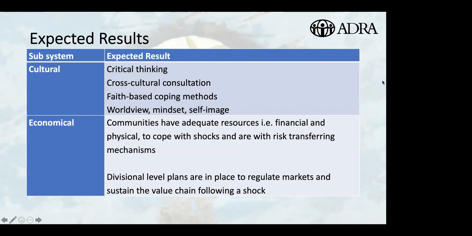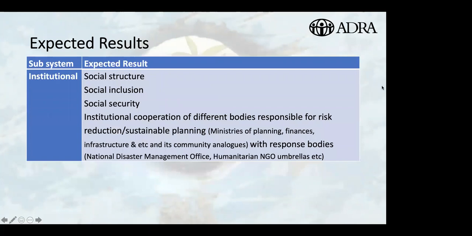And the last one is the institutional subsystem. And here I just want to highlight that the institutional cooperation of the different bodies responsible for risk reduction and sustainable planning is important to be with those response bodies. So we're talking about the various government ministries, disaster management offices, that kind of thing. So I've just very quickly gone through the results. You would see that there are others, and I'm sure often many of your officers are experiencing some of those results already in the programs.